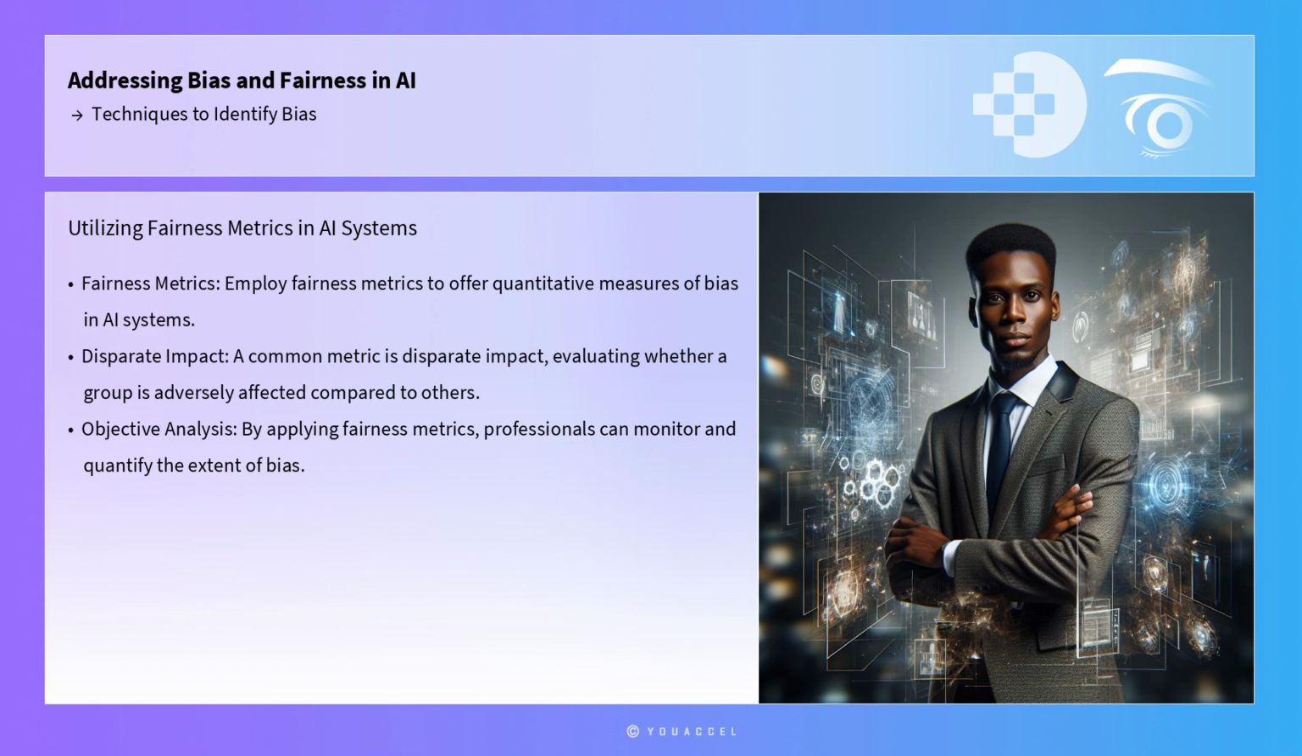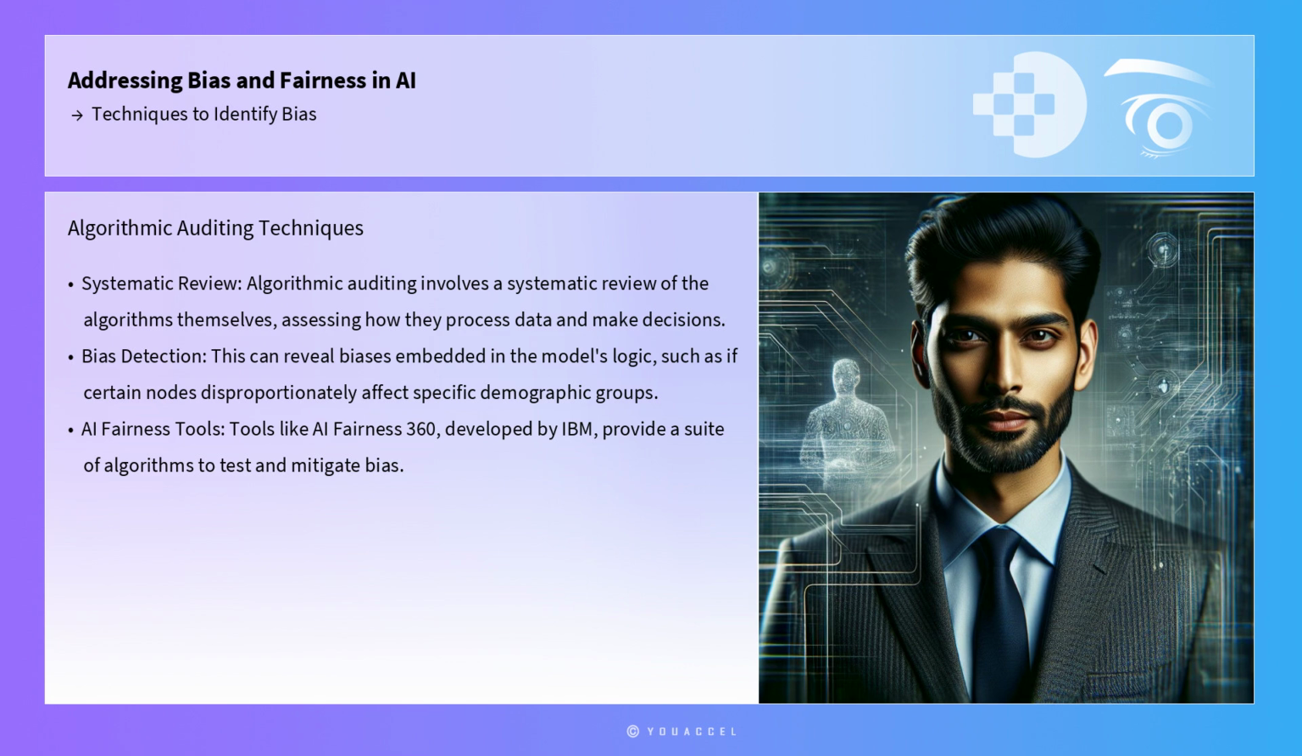Another technique is to employ fairness metrics, which offer quantitative measures of bias in AI systems. Fairness metrics help in assessing whether different groups receive favorable or unfavorable outcomes from a model. One common metric is disparate impact, which evaluates whether a particular group is adversely affected by a decision-making process compared to other groups. By applying fairness metrics, professionals can monitor and quantify the extent of bias, enabling a more objective analysis of AI systems. Algorithmic auditing is another critical technique.